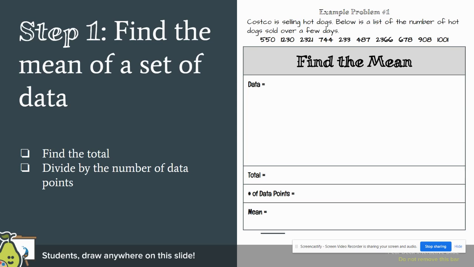To find the mean of this set of data, we need to find the total. So to do that, we add all of our numbers up and we get a total of 10,518. The number of data points that we added were 10. If we divide, our mean or our average is 1,051 and 8/10. That tells me on average, on an average day at Costco, they sell about 1,051 hot dogs and an eighth of one hot dog.